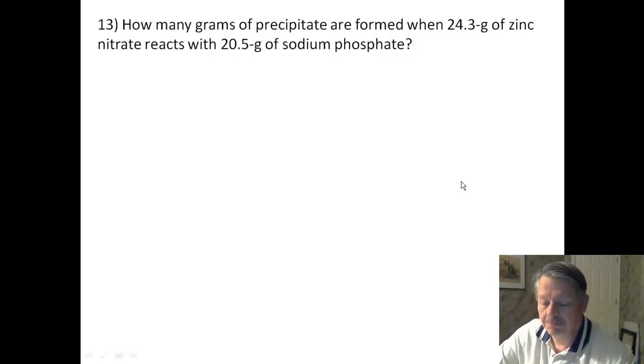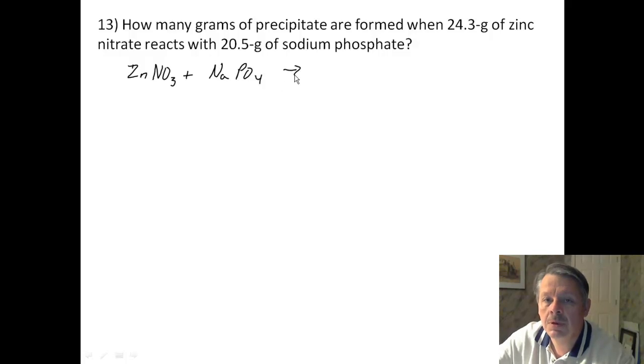Okay, number 13. How many grams of precipitate are formed when 24.3 grams of zinc nitrate reacts with sodium phosphate, which means this is a double replacement reaction, so it's going to be zinc phosphate plus sodium nitrate.